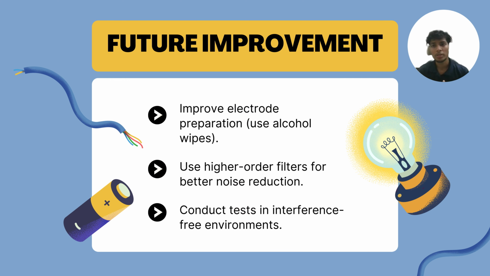For future improvements, it is suggested to improve in terms of electrode preparation, for example, use alcohol wipes before applying Nuprep onto the patient's skin. Furthermore, use higher order filters for better noise reduction. And lastly, conduct the tests in interference-free environments. This step will further optimize the signal accuracy of the ECG.